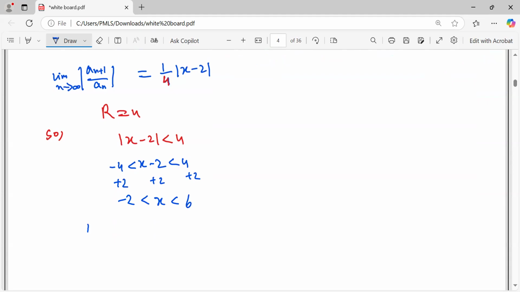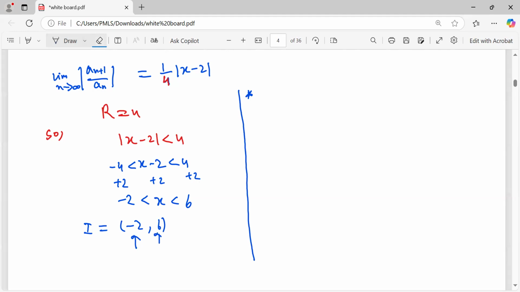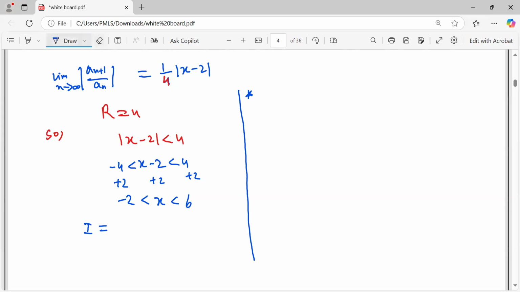Now see that our interval of convergence for the given power series, the open interval of convergence, becomes minus 2 to 6, right? But this is not the final answer. We know that in the third case, we need to check the endpoints. In this case, the endpoints are minus 2 and 6. We need to check whether minus 2 is part of the interval of convergence or not, and whether 6 is part of the interval of convergence or not.